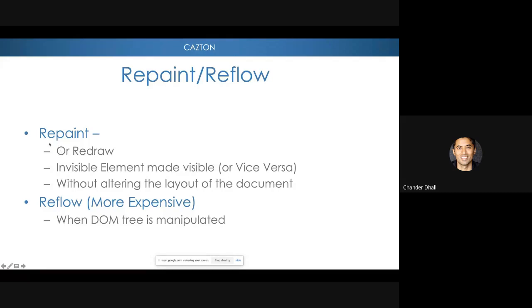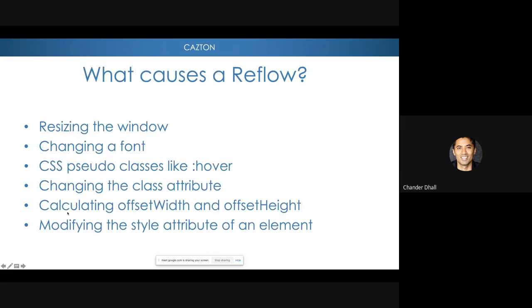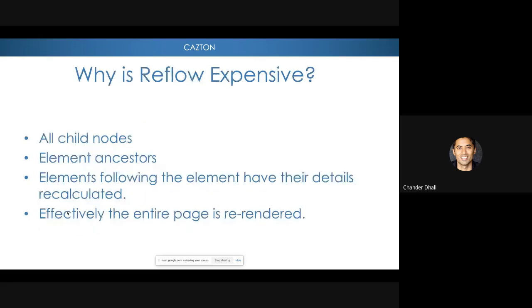So one way to do that is by repainting. That's actually smarter and faster compared to reflow. So how does that work? Well, first, let's talk about reflow. We talked about resizing the window. That will change because the entire canvas is going to be re-rendered. And then you change a font type, you change a pseudo class, you change any CSS class attribute, or calculate the offset width or height, or modify any other style attribute of any element. That's a lot of things.